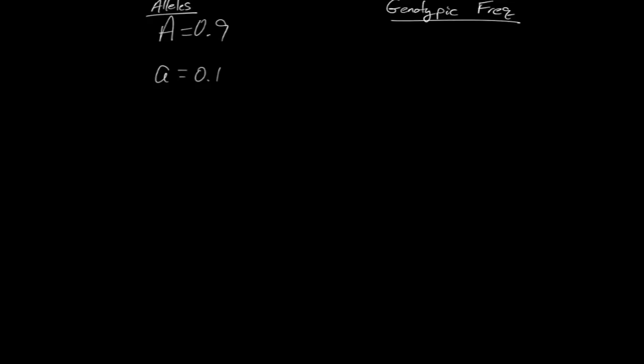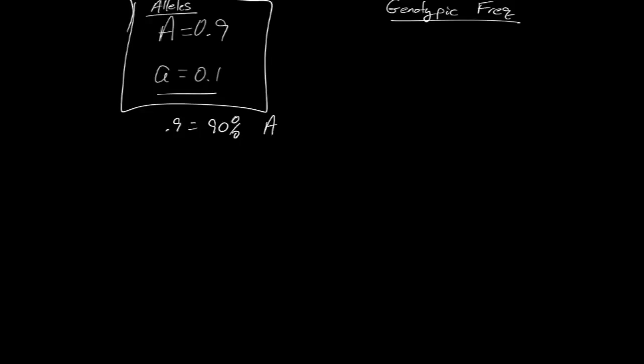Unless you're given allele frequency. See here, this is an allelic frequency. They gave you that. So 0.9 means what? 90% of the alleles in the population are big A. And this means what? 10%. That's right, 10% is little a. And remember, this makes sense because P plus Q has to equal 1 if it's in Hardy-Weinberg, and 0.9 plus 0.1 does equal 1. So we're good. So now, genotypic frequency.